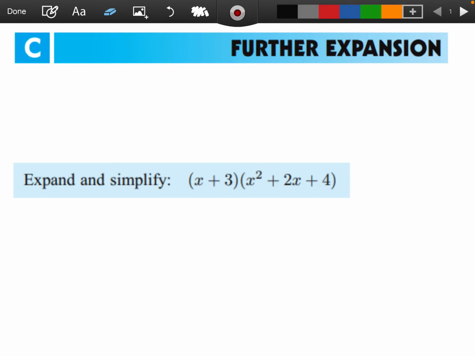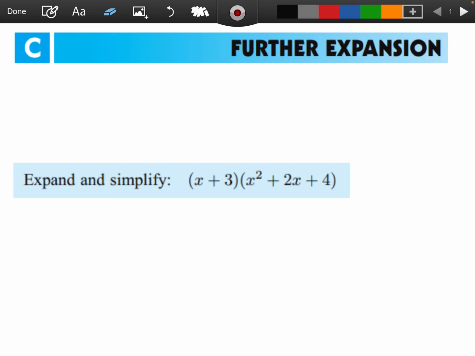Hi everyone, this video is going to be on further expansion, or as I lovingly call it, FOIL on steroids. It's essentially based on what we do in FOIL, but it's taking FOIL to the next level.